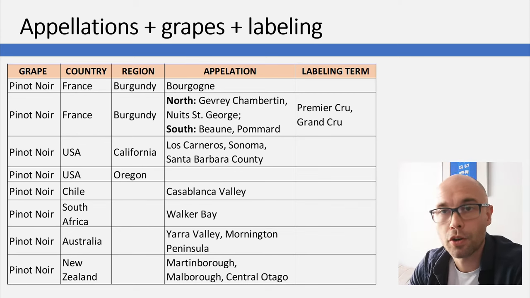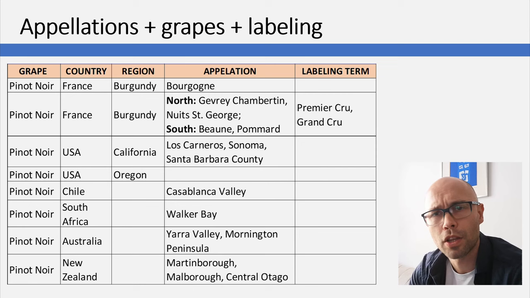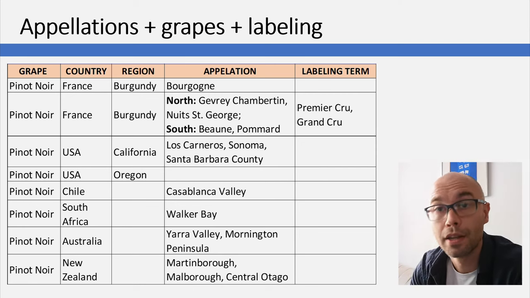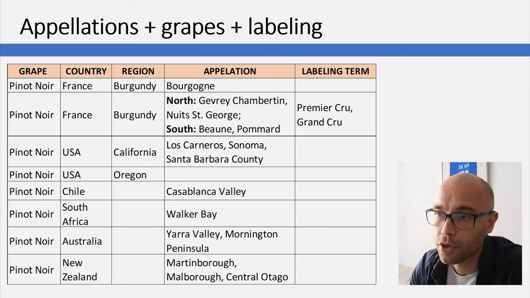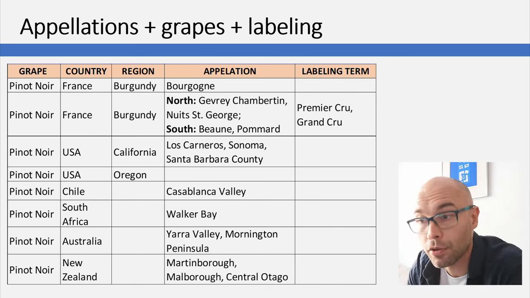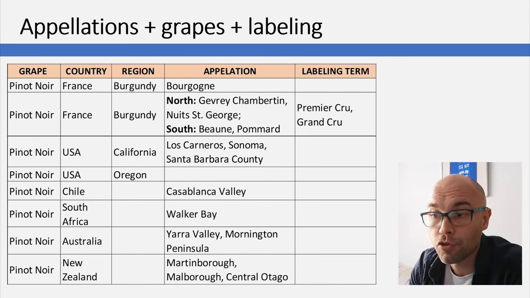You can see that Pinot Noir grows in many regions, and one of the classic questions that you expect on WSET level 2 is to recognize all the appellations that Pinot Noir grows in. So the countries that you need to remember are France, USA, Chile, South Africa, Australia and New Zealand.